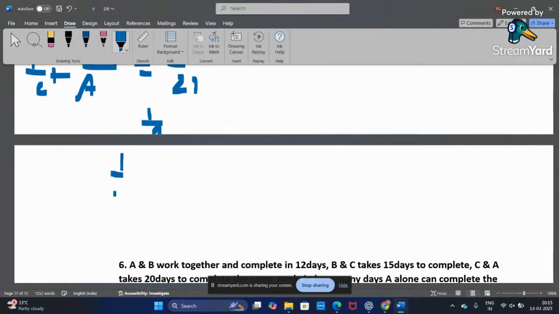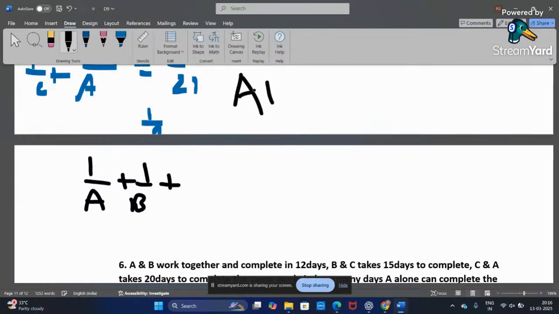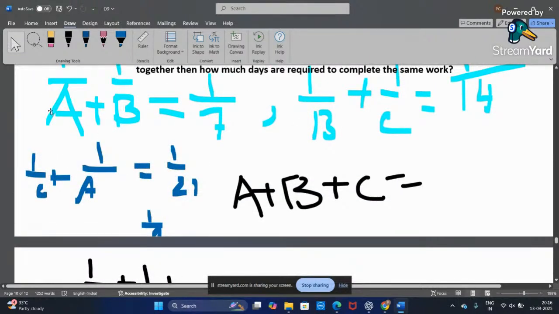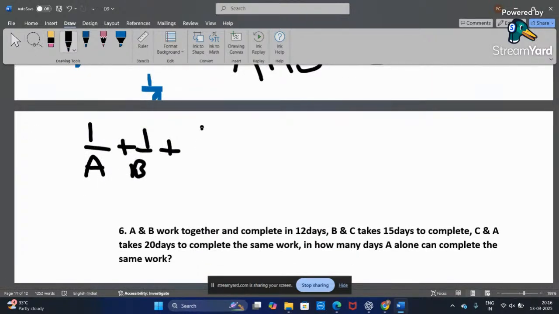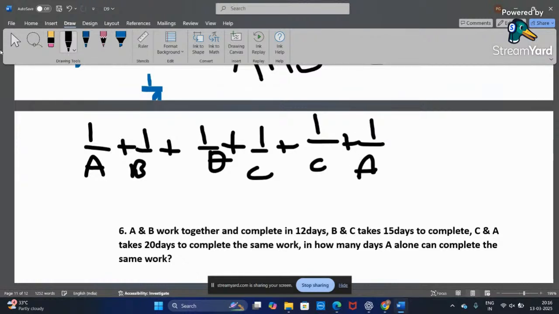We need the answer in the form of 1 by A plus 1 by B plus 1 by C, that is, the together value, A plus B plus C. To find this, we have to add all these values: A plus B, B plus C, C plus A. These are the values we need to add. 1 by A plus 1 by B, 1 by B plus 1 by C, 1 by C plus 1 by A, right?